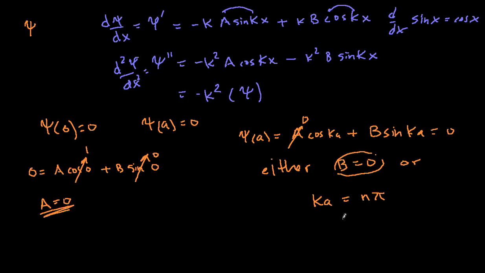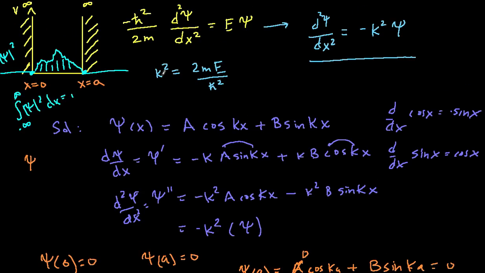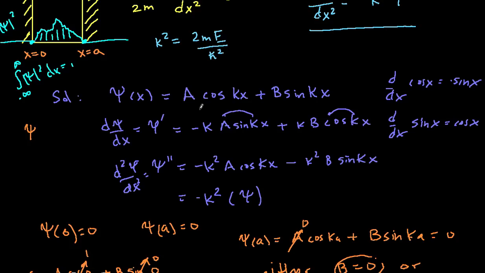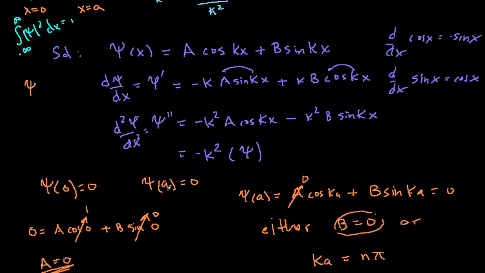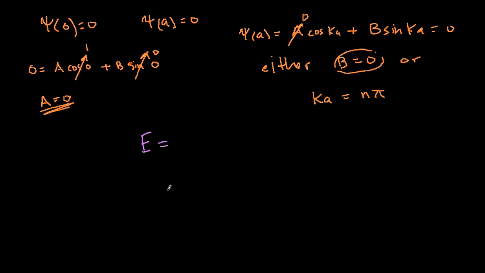So actually, let's wrap this up. I only have a minute left. So the one thing I want to point out is that, remember when we did our substitution for k above, k squared is equal to 2mE over h bar squared. So in fact, our energy, I think I might run out of time, so we might have to do this in the next video, but our energy is equal to h bar squared k squared over 2m, and there are many solutions for k.